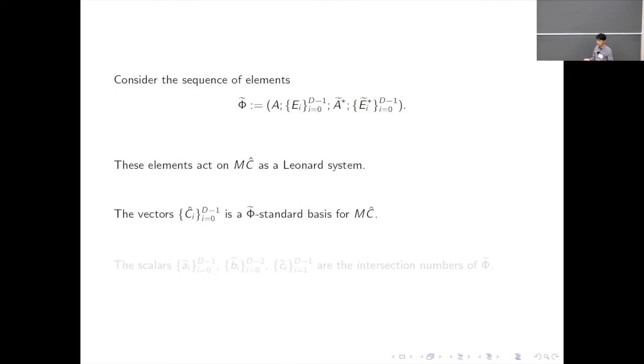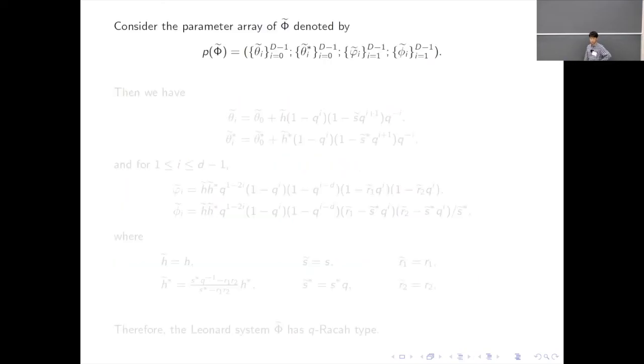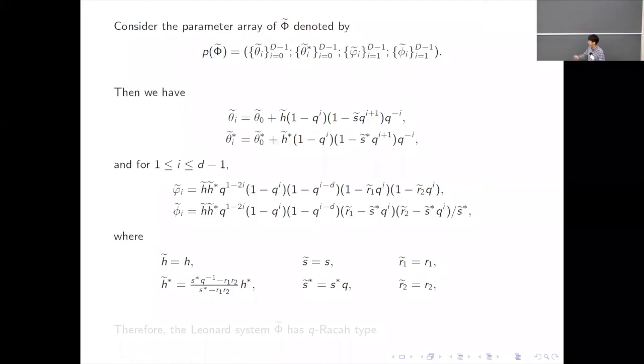And what is the standard basis? That is the Ci hat. And with respect to this standard basis, we obtain the intersection numbers of phi tilde. Everything is very smooth, natural. And what is the parameter array corresponding to phi tilde? That is actually expressed as this.